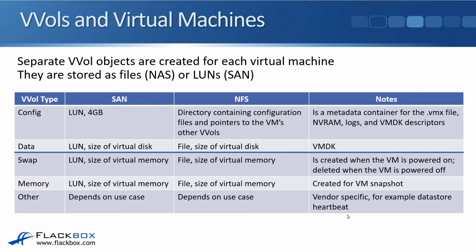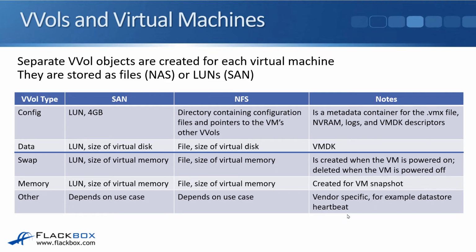I put a line there on the slide because when you create a virtual machine and you deploy it on a VVol Datastore, you're always going to have the config and the data VVol. The VVols below the line are optional or depend on the actual state of the virtual machine. First one is the swap VVol, and that's created when the VM is powered on, deleted when the VM is powered off. That is the virtual memory, so it's the swap file, basically. If you're using a SAN protocol, it will be a LUN, which is the size of the virtual memory. If you're using NFS, it will be a file, which is the size of the virtual memory.